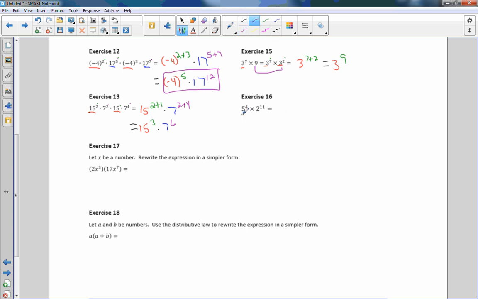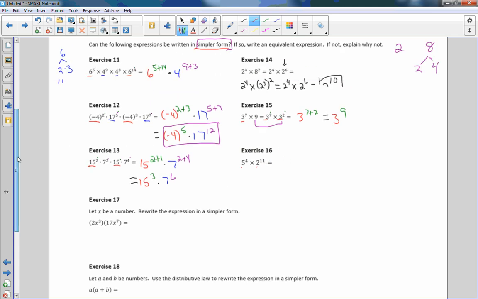Okay. Base 5, base 2, they are not the same. They're both prime. I can't make 2 to any power become 5. So I can't combine these bases. There is no way to simplify this. So we are just going to leave that.